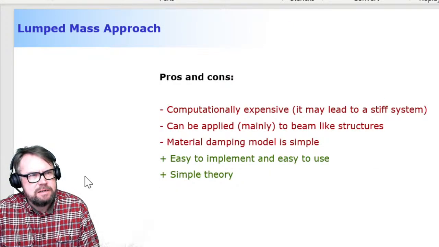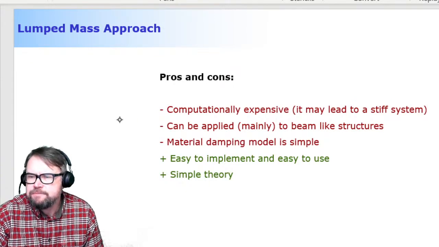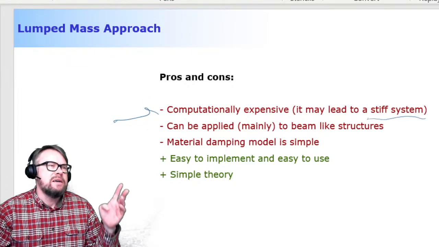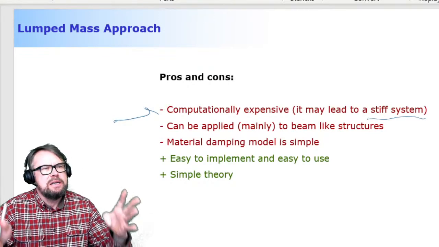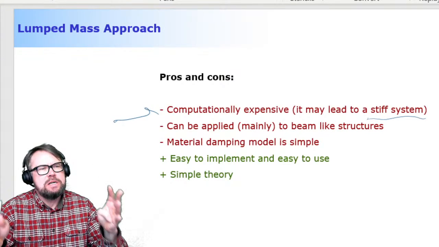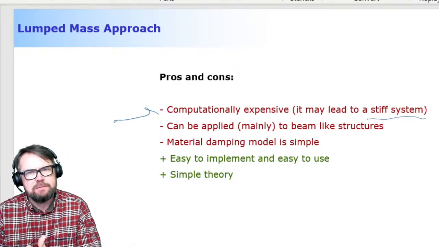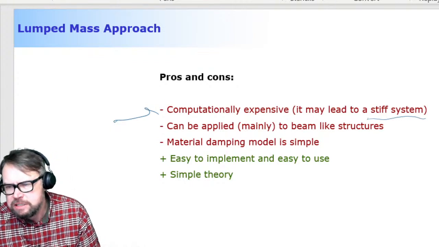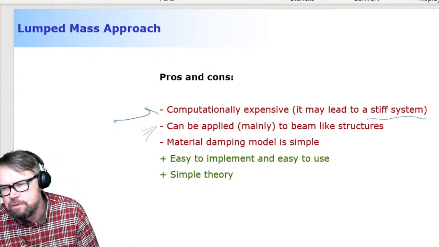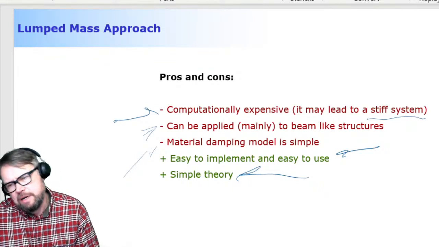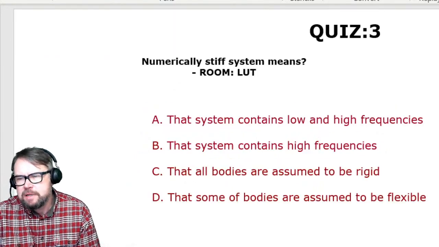And here are the advantages and disadvantages. Computationally expensive, not efficient, because it is a numerically stiff system. What follows is the in-class quiz, where I'm asking what numerically stiff is. Again, a system with low frequencies and high frequencies. Another disadvantage is that it can be applied mainly to beam-like bodies. Material damping is simple, easy to implement, easy to use, simple theory. I don't know if it's really a great advantage, but still.